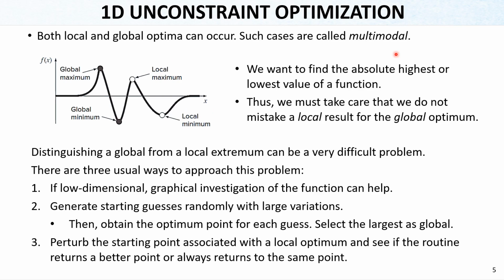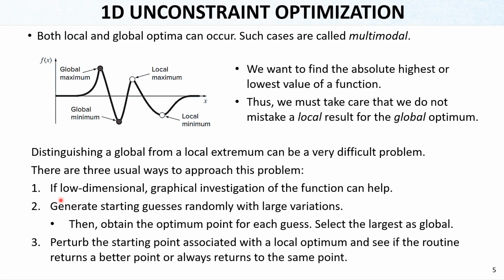In optimization, we want to find the absolute highest or lowest value of the function, which means the global ones. So we must take care that we don't make the mistake of finding a local result instead of a global one. And differentiating the global from the local extremum can be very difficult. There are usually 3 ways to approach this problem.